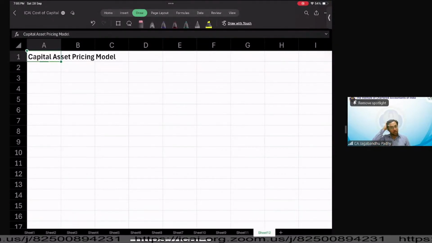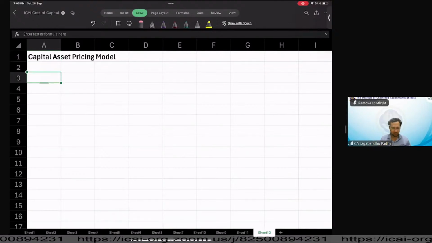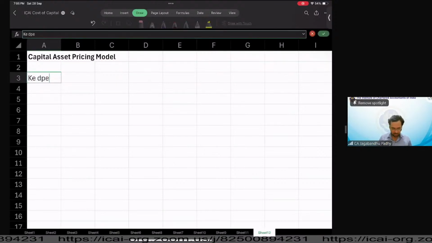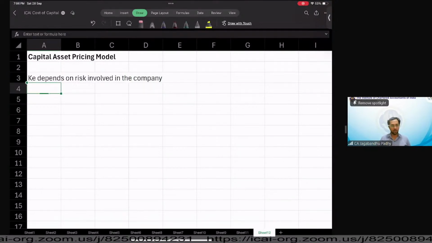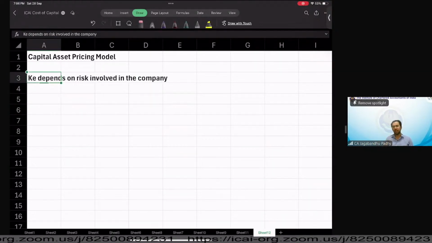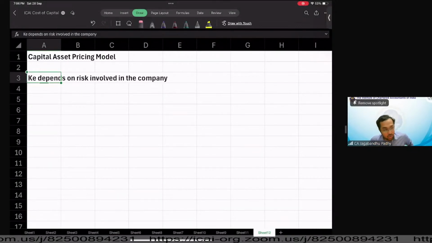Now, this is not based on expectation regarding the dividend or the share price, but rather this model says that KE, the cost of equity, depends on the risk involved in the company.